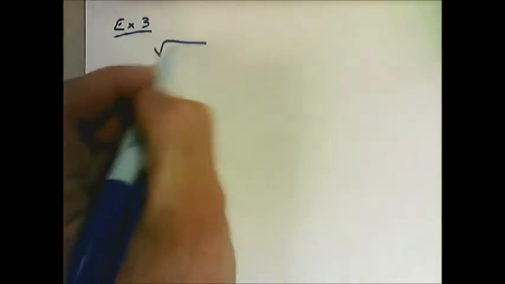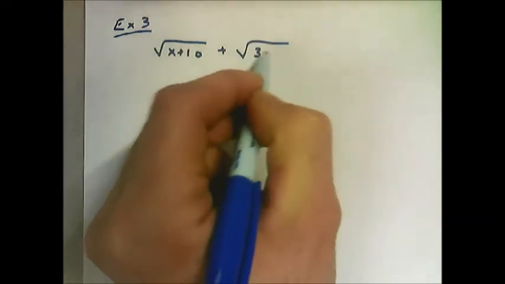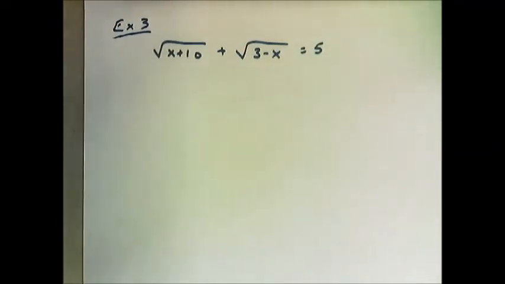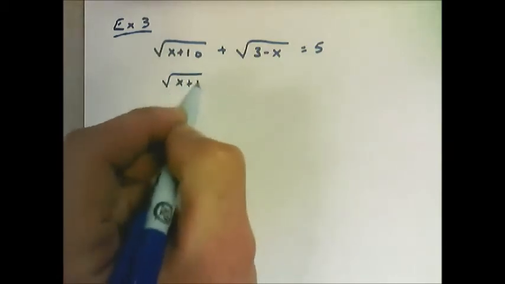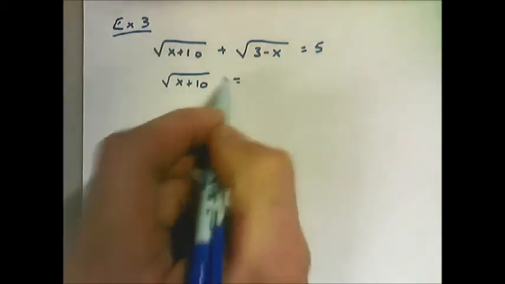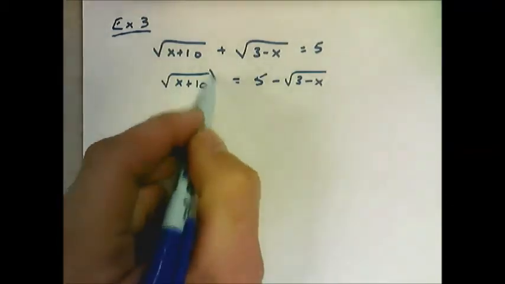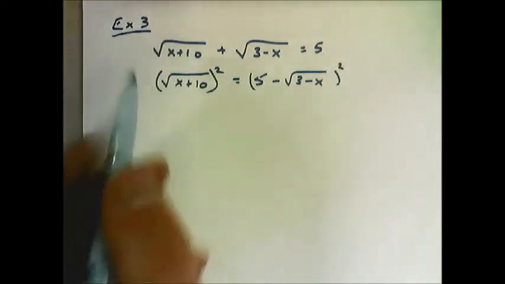Let's go ahead and take another look. Example 3, maybe one that doesn't turn out so nice and pretty. Let's say we have the square root of x plus 10 plus the square root of 3 minus x, and set that equal to 5. Now, if we subtract to get one of the radicals by itself, we have the square root of x plus 10 equal to 5 minus the square root of 3 minus x. I'm going to go ahead and square both sides, since I have the radical by itself on the left side.